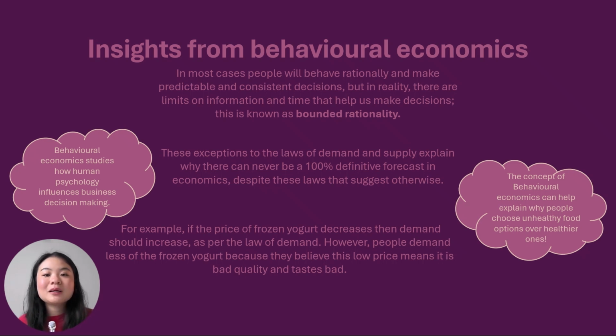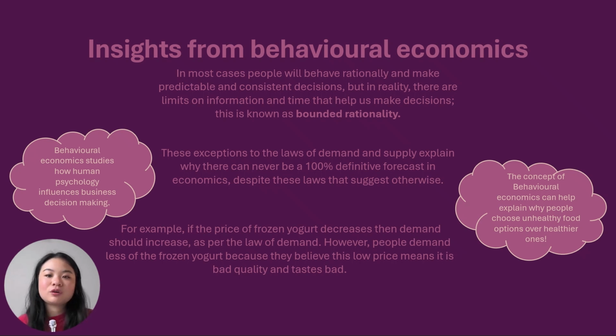But sometimes there are limits on information and time that help us make decisions. This is known as bounded rationality. These exceptions to the laws of demand and supply explain why there can never be a 100% definitive forecast in economics, despite these laws that suggest otherwise. The difference is that traditional economics expects consumers to behave with self-interest and satisfaction maximization as their goal whilst decision making. But in reality, the principles of behavioral economics exist, and it emphasizes how we make irrational and illogical decisions sometimes.